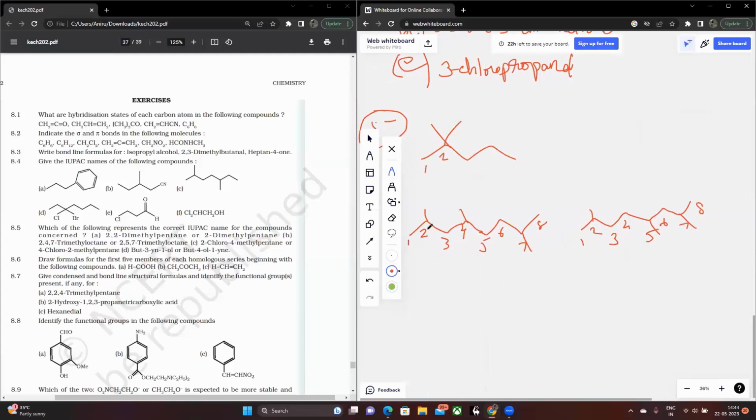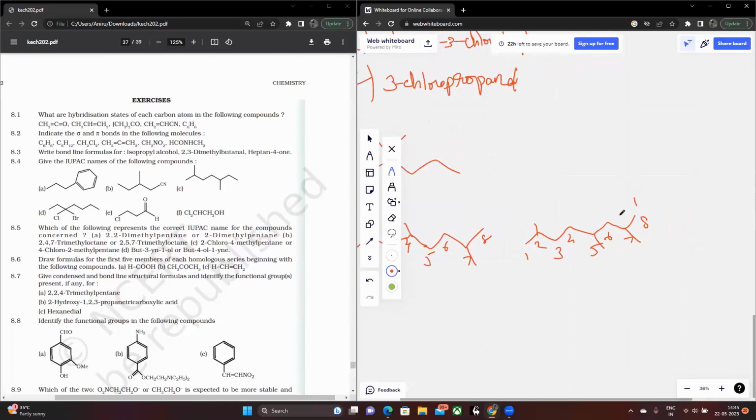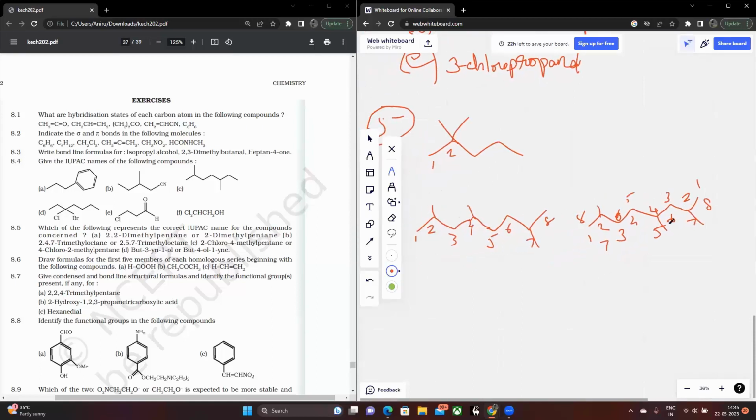You can see that here it's 1, 2, 3, 4, 5, 6, 7. From the other side, it's 2, 3, 4, 5, 6, 7. So basically, if you take the numbering from the other side, this becomes 2, 4, 7 again. 2,5,7 is the wrong nomenclature because both compounds are the same. Both compounds are the same, and so you deal with the lowest set of locants rule.